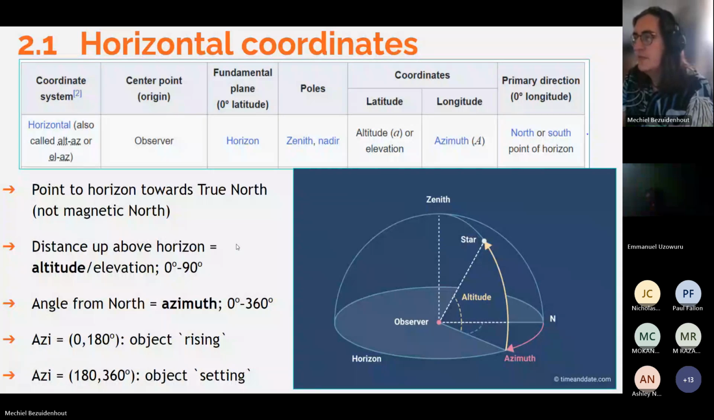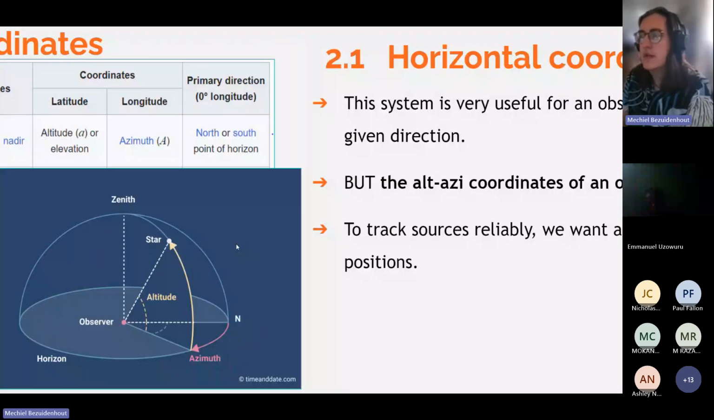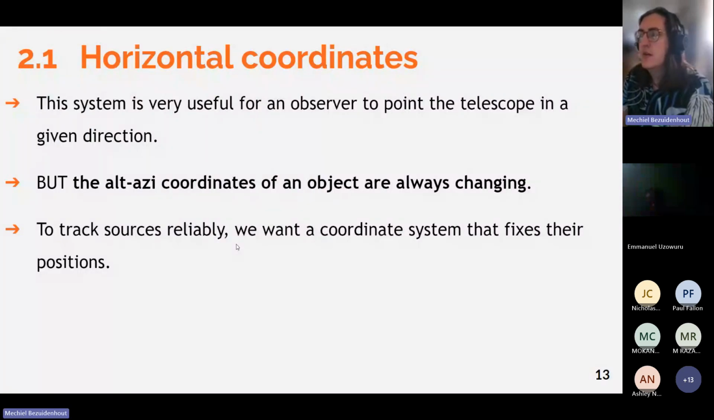So this is the coordinate system that we use to point a telescope in a given direction. It's very easy to tell the observer, look at 80 degrees elevation, 30 degrees azimuth, and then you just point 80 degrees up and 30 degrees to the east, and you know exactly where you're pointing.